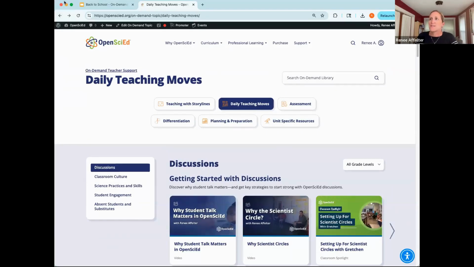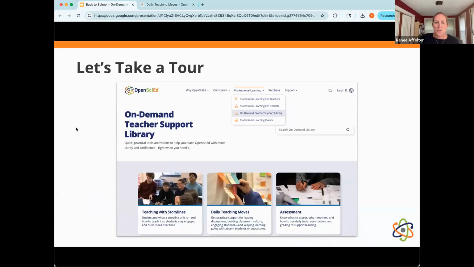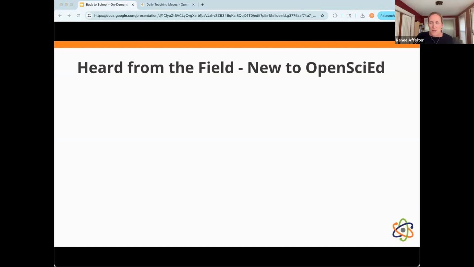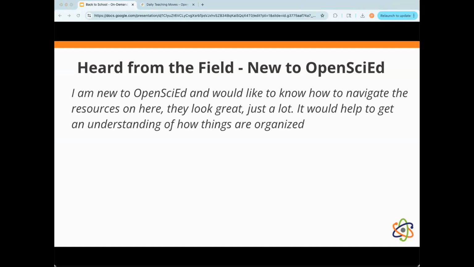So now that we have a tour, let's dig in a little bit and think about how the library can help us with some common questions. And they might even be some of the common questions that you mentioned in the chat when we first started. So here's a first one. Got one recently from a Facebook group. A teacher said, I'm new to OpenSciEd and would like to know how to navigate the resources on here. They look great, just a lot. It would help to get an understanding of how things are organized.